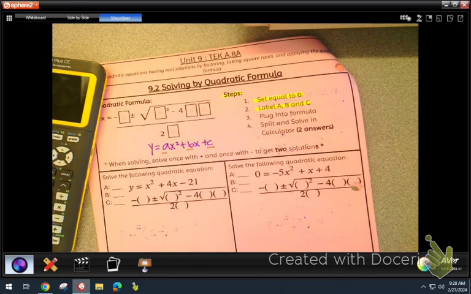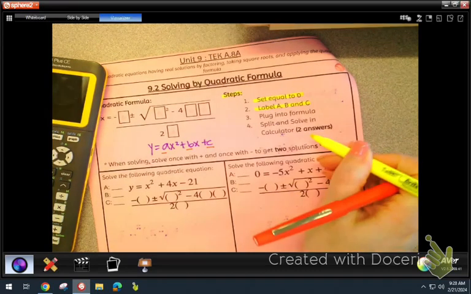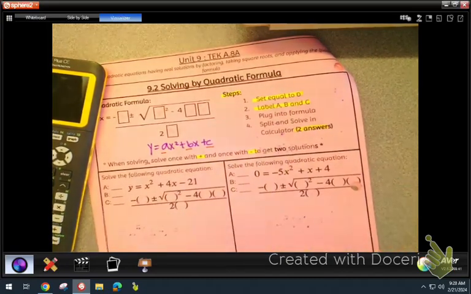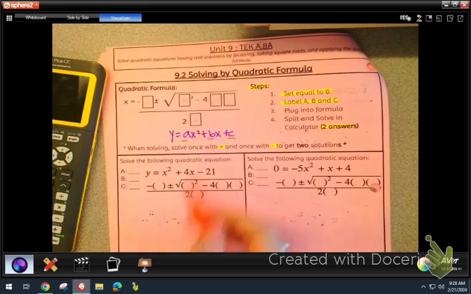So we're going to label what those are, and then those are what we plug into the formula, split it up, and solve it in the calculator. And remember, you're going to get two answers because you have to do one with the plus and one with the minus, and we're going to write them separately as well. Okay? So let's look at our first equation.